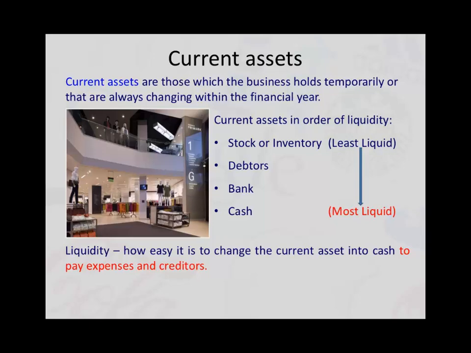So if you were looking to raise cash quickly, stock would be the most difficult to turn into cash. It's followed by your debtors, your bank, and then the cash is already available in your till or in your safe. So that is considered to be the most liquid.